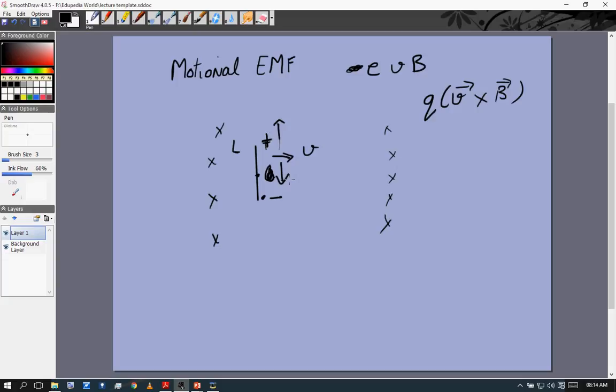This is the same principle which you've seen in conductors. When you have a conductor and there's an electric field outside, that electric field will cause positive charges here and negative charges here.